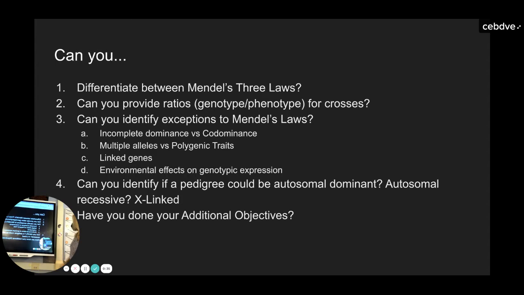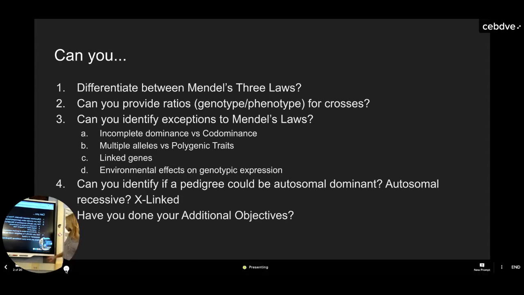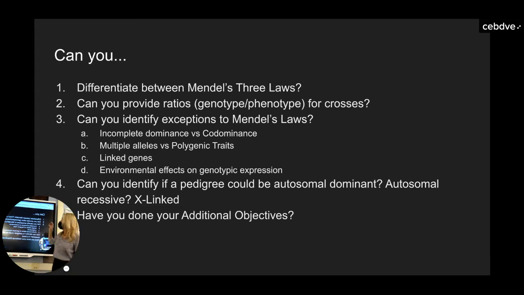But I want to make sure that you can differentiate between Mendel's 3 laws. Can you provide ratios, genotype and phenotype for crosses, whether they're monohybrid or dihybrid or trihybrid? Can you identify exceptions to Mendel's law? Like, do you know the difference between incomplete and codominance, multiple alleles and polygenic traits, and linked genes? And then environmental effects on genotypic expression. Can you identify if a pedigree could be autosomal dominant, autosomal recessive, or sex linked? And have you done your additional objectives?